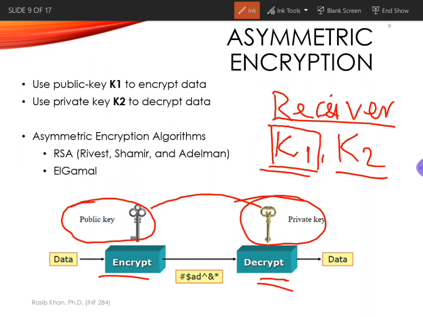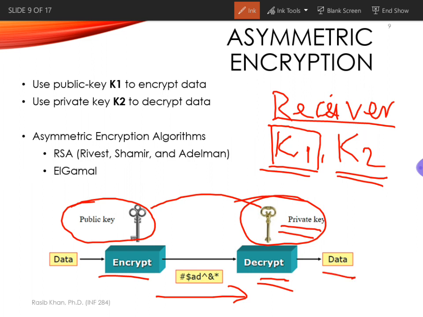And the receiver never reveals the private key. It is private to that particular node, the receiver, and whatever it receives in an encrypted form, it can use its private key to decrypt and view the data.